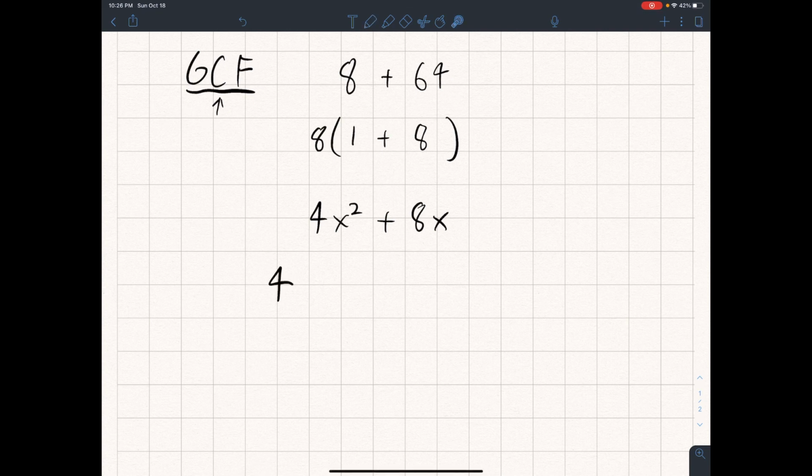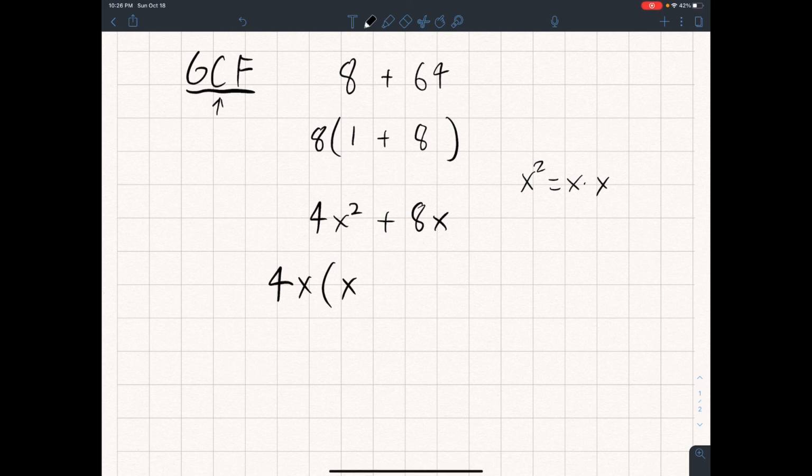But if I look at x squared and I look at x, well, x squared, that's just x times x. So both of these, x squared and x by itself, have x in common. So if I factor out x, I'm left with 4x times what would give us 4x squared? Well, 4x times x would give us 4x squared.